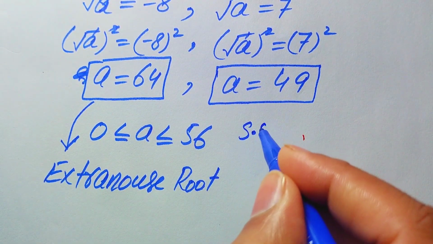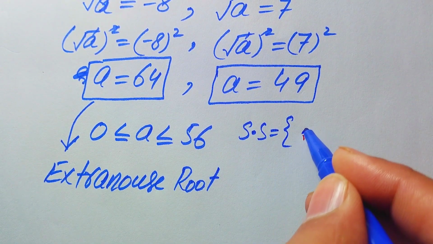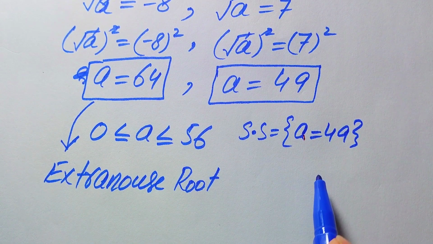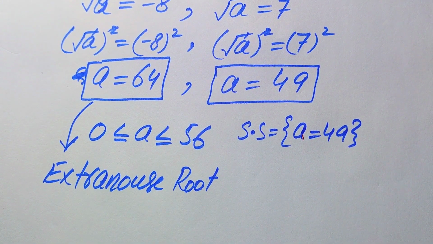So this means that the solution set of this problem is a is equal to 49. So this is the only one solution of the given equation, and this is the extraneous root.